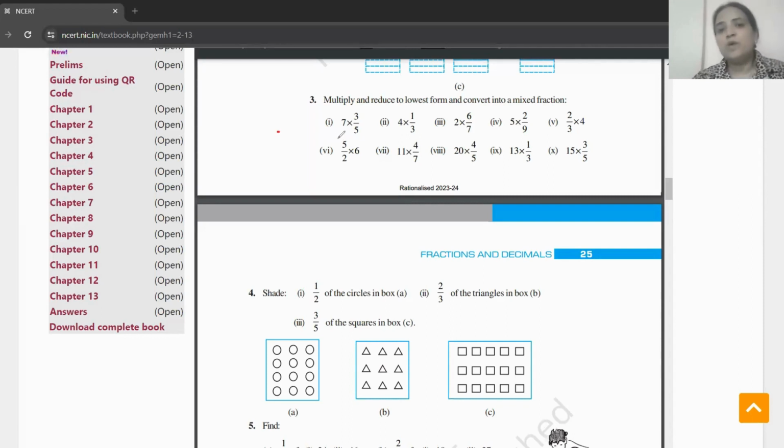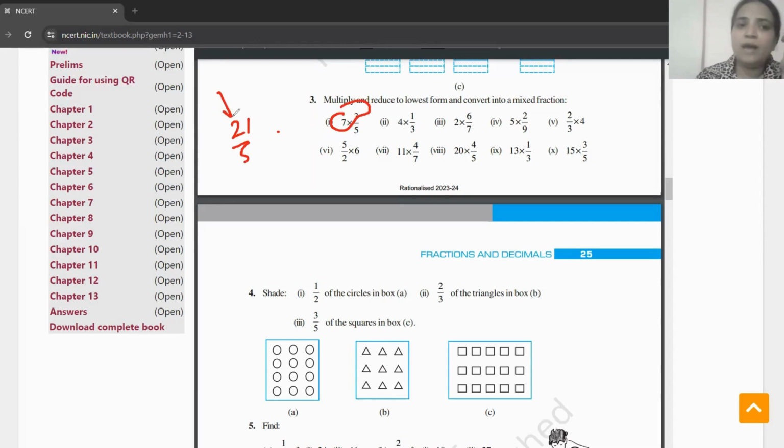First question you ask yourself: is any of the numerator getting cut by the denominator here? 7 or 3, can they both be cut by 5? The answer is no. So what do you do there? You multiply the numerators. 21 by 5 is your answer.